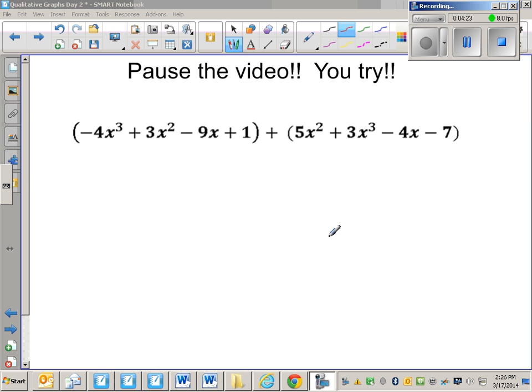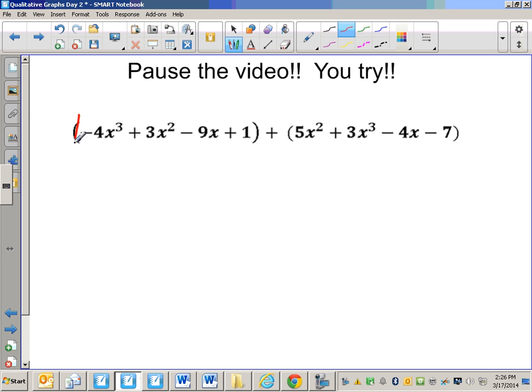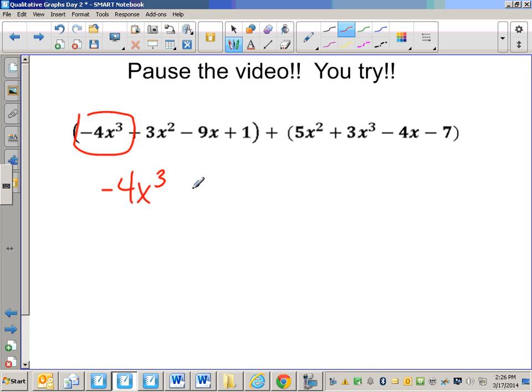So at this point, this should be your practice with adding polynomials. I am going to set this up so that I can add them vertically. So I have a negative 4x cubed, let's see, I don't have any x cubes. Oh, I'm sorry. I have plus 3x squared minus 9x plus 1.